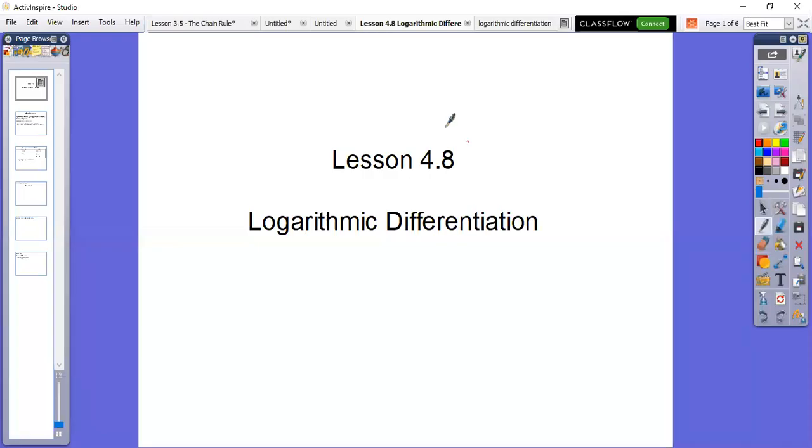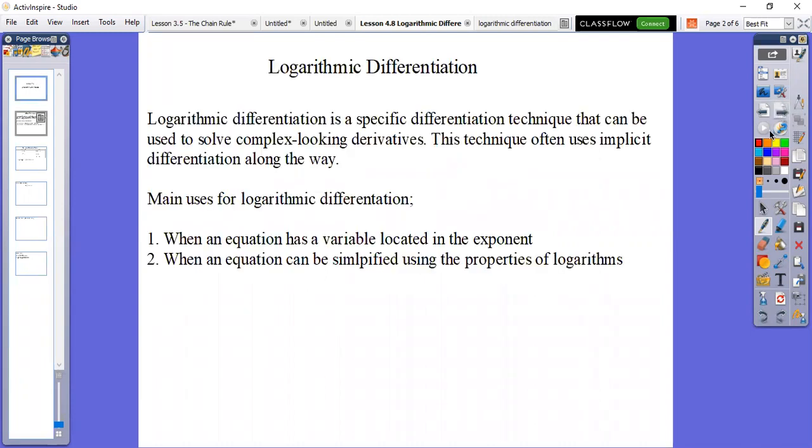Hello, everybody, and welcome to lesson 4.8 about logarithmic differentiation. So this is going to give us a method to take derivatives of things that otherwise look complicated to take derivatives of. So let's get cooking talking about logarithmic differentiation.